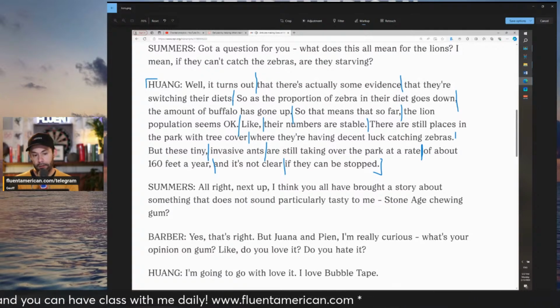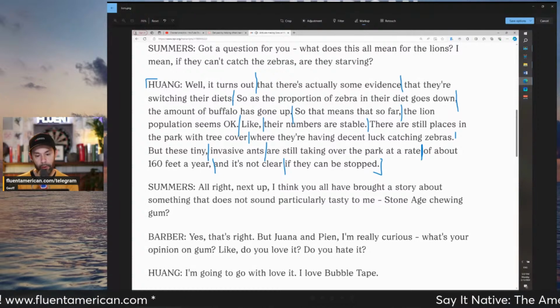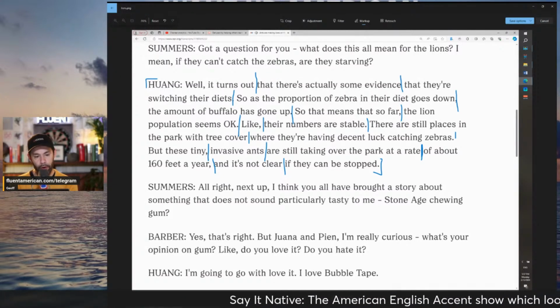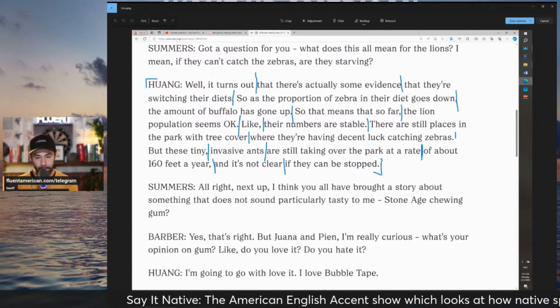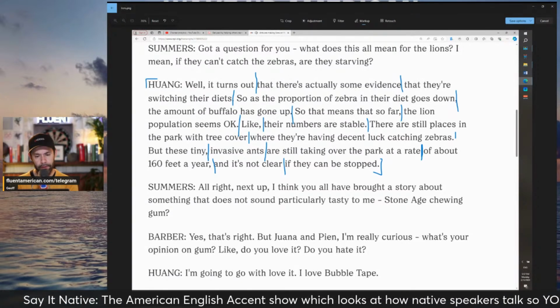Breathe in. Well, it turns out that there's actually some evidence that they're switching their diets. So as the proportion of zebra in their diet goes down, the amount of buffalo has gone up. So that means that so far the lion population seems okay. Let's see if we can go all the way down to zebras. Okay, breathe in.